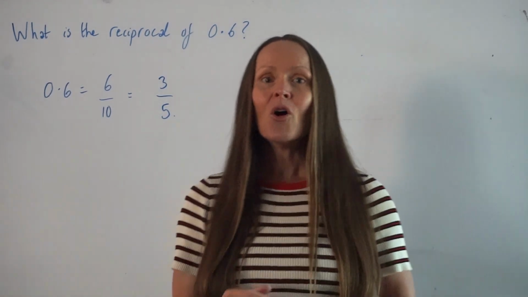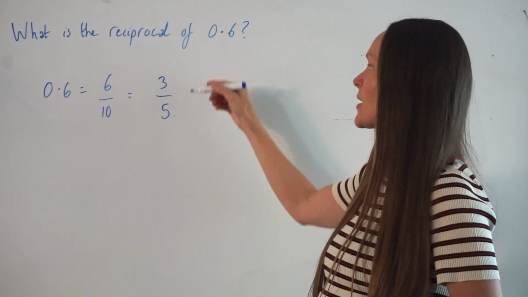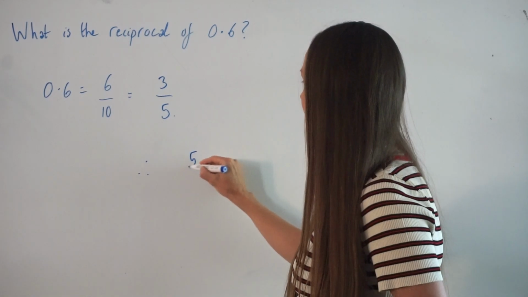There's one more step. All you have to do is switch that fraction upside down. So the numerator becomes the denominator and vice versa. So the reciprocal is 5/3.